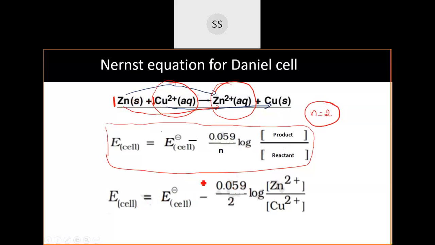The other values we don't have, because we are just representing this Daniell cell. If they have given them, you substitute, or else you keep it as it is. 0.059 divided by 2 log of Zn2+ divided by Cu2+. This is the Nernst equation representation. It was asked in the exam, in your board exam.